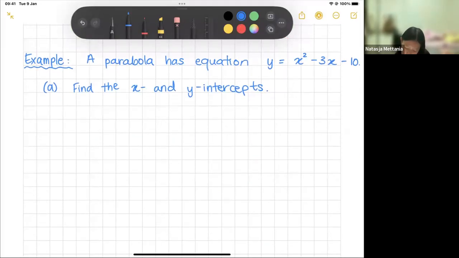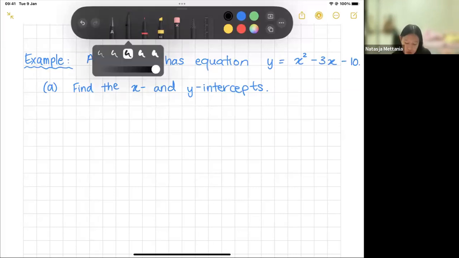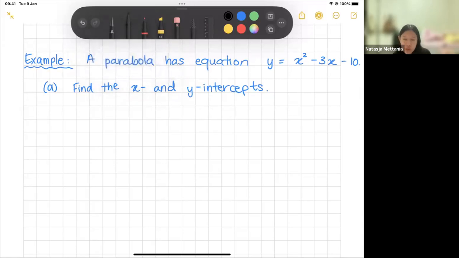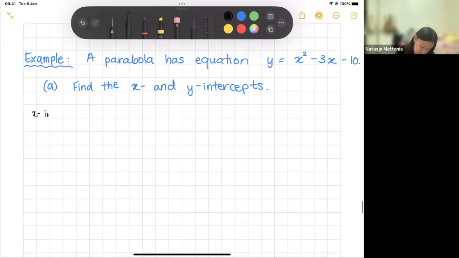A parabola has an equation of y equals x squared minus 3x minus 10. Find the x and y intercepts. Recap, okay? X and y intercepts, you can find them if one of them is equal to 0. So let's just find the x-intercept first. So the x-intercepts is when y equal to 0.